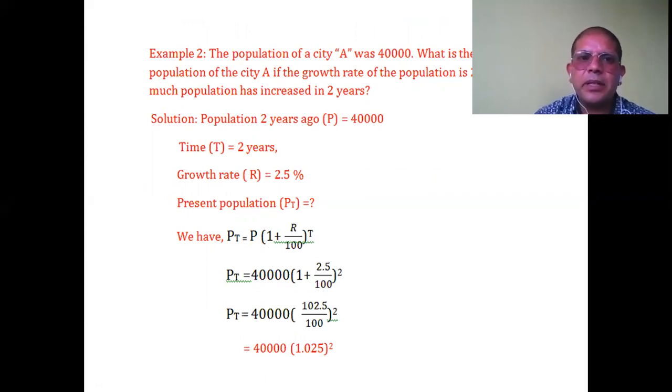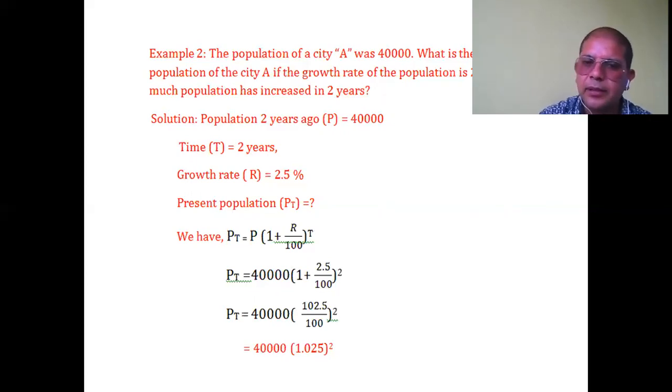What is the present population of a city if the growth rate of population is 2.5%? So exactly the same: initial population 40,000 given, time 2 years, growth rate 2.5%, present population PT, how much? So first you should find out this one. It's simple, exactly the same as example number 1.